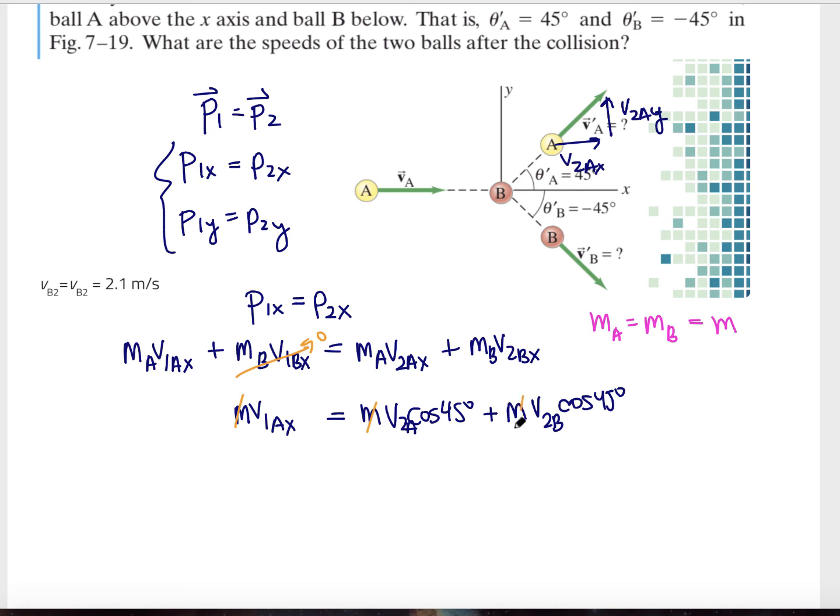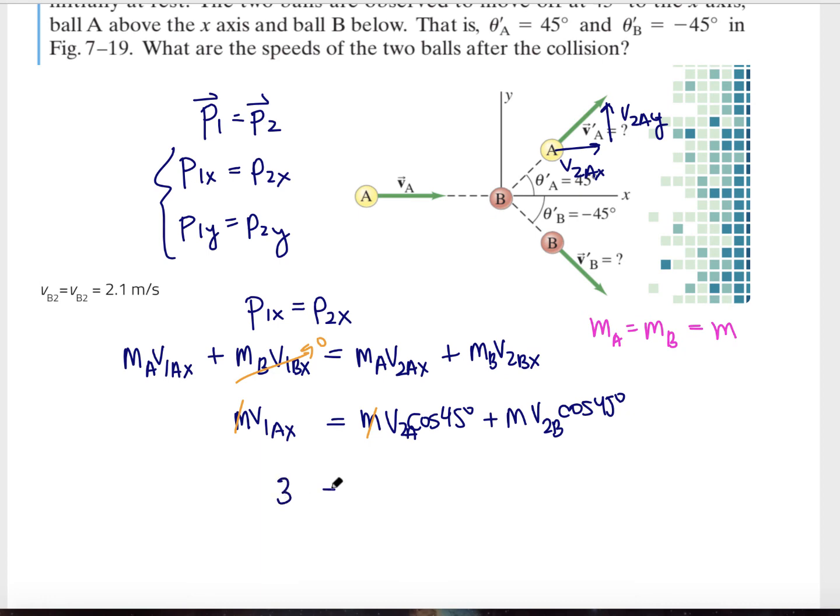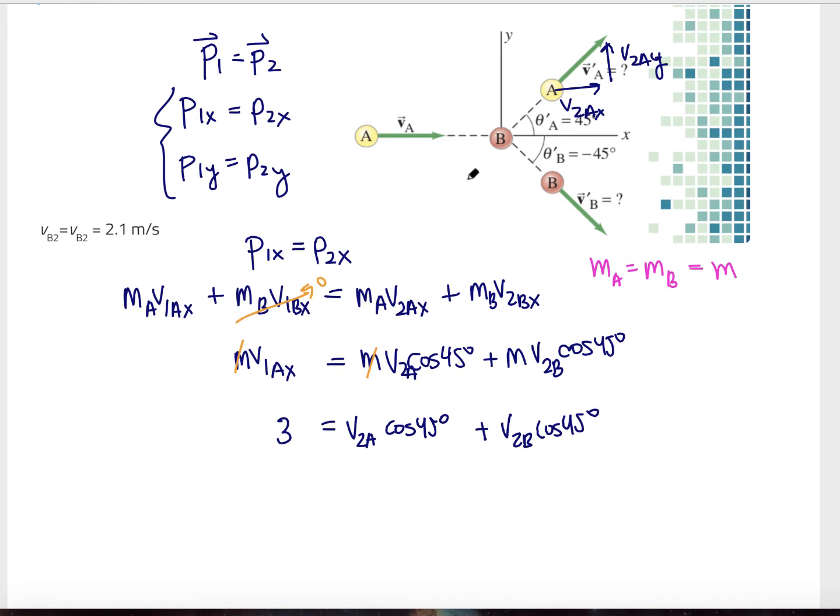We can get rid of all of these m's, and we come up with a simple statement of v1a, which we actually know. The v1a is initially 3 meters per second, so let's just go ahead and plug that in. And that's equal to v2a times the cosine of 45 degrees plus v2b times the cosine of 45 degrees. So this is a little ugly, but if we want to, we can simplify this a little bit more. Let's go ahead and do that. I'm going to divide every single thing in this by cosine of 45 degrees.